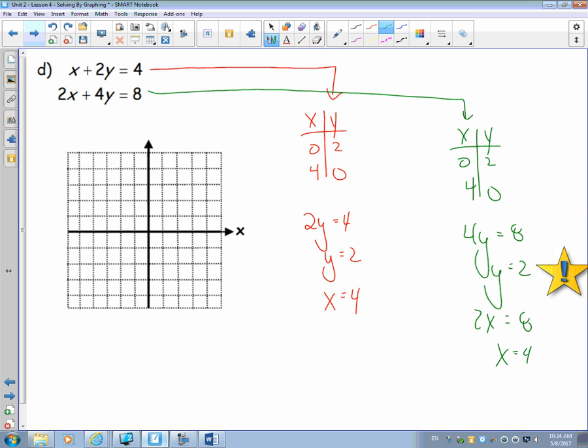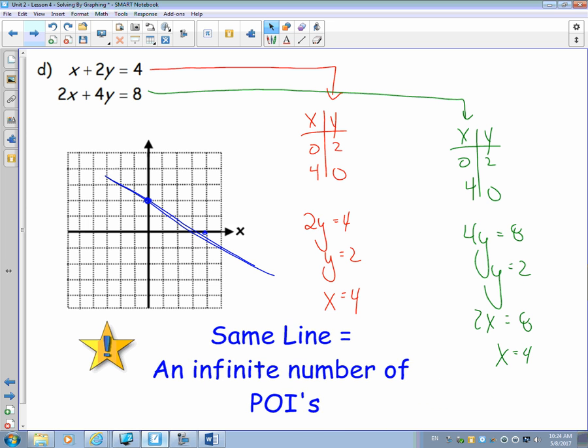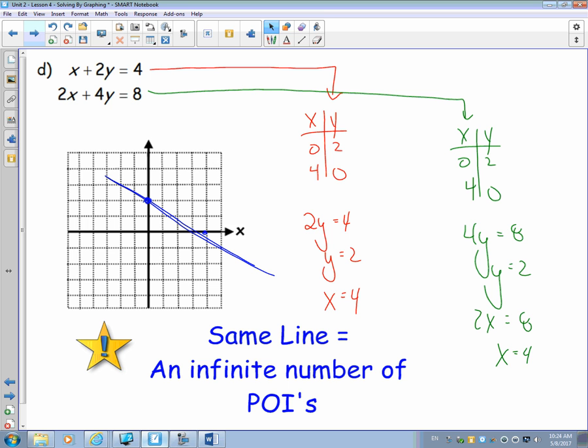And whoa, if I take a look at my tables, what do I notice? I notice that I have 0, 2 and 4, 0 for the first line and the second line. In other words, these lines are on top of each other. So what do I say about a point of intersection in this case? I have to say something like, they're the same line. There's an infinite number of points of intersection. And that can happen sometimes.